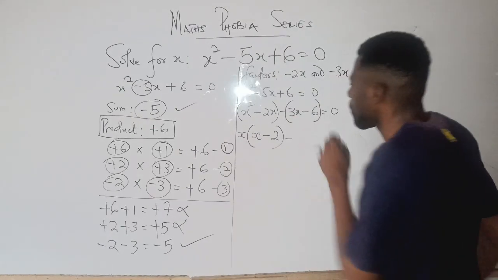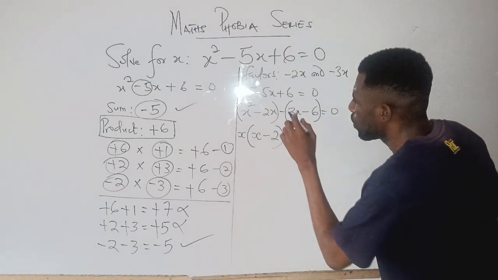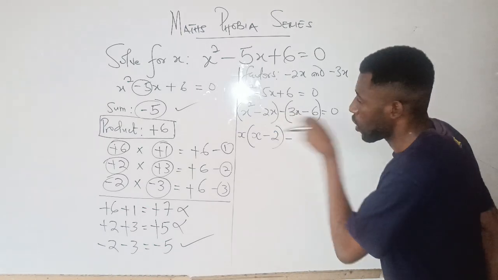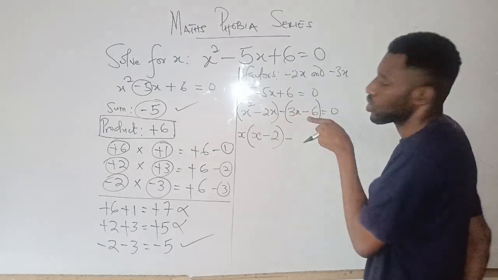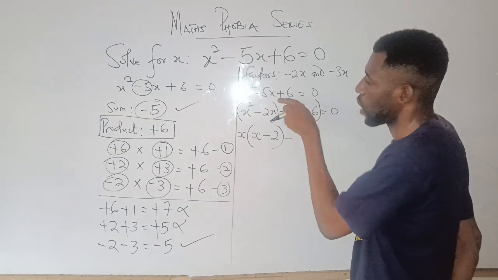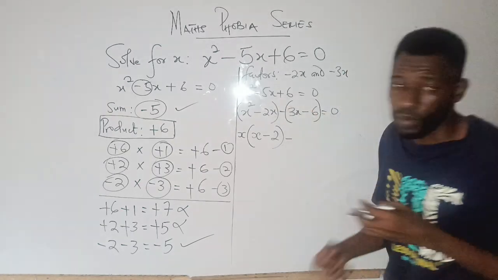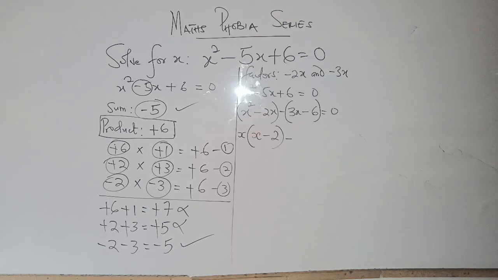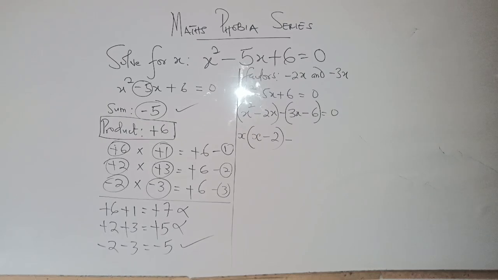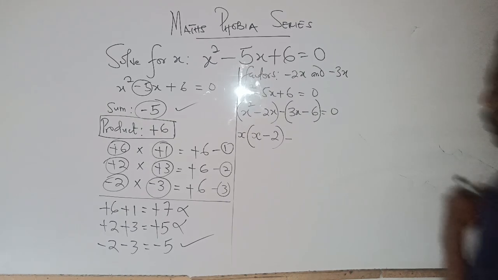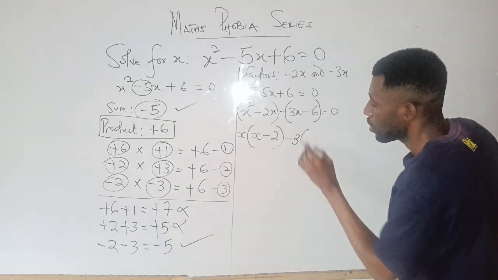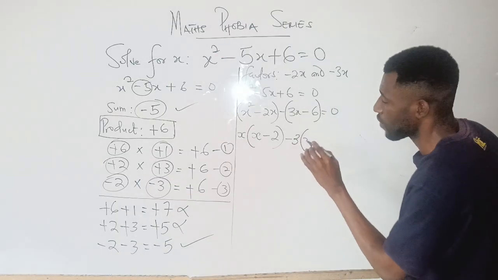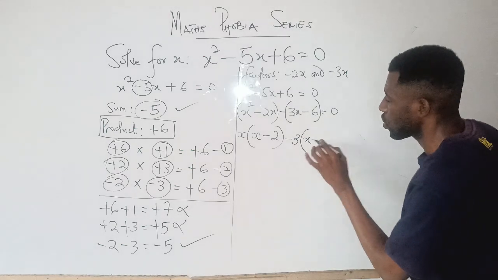Alright, so what do we do from here? If I expand this, if I open the bracket, I'm going to have minus 3x plus 6. So I'll get back my original plus 6. So what do I do from here? 3 is common. 3 can divide 3 and 6. So I bring out 3. I'm going to have 3 divided 3x, I'm going to have x remaining. And 3 divided 6, I'm going to have 2.